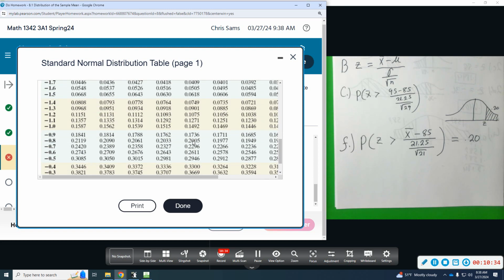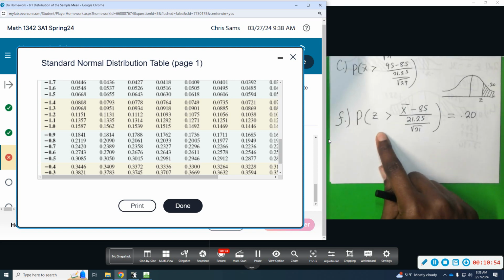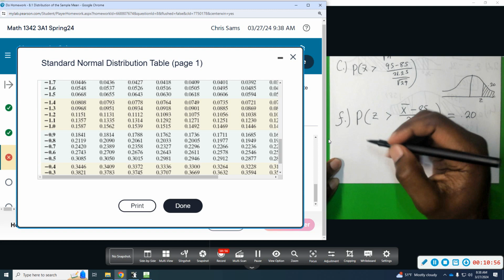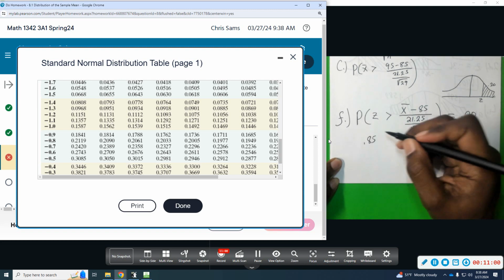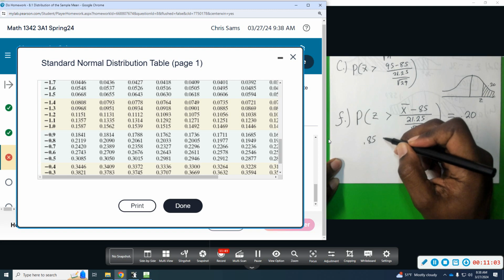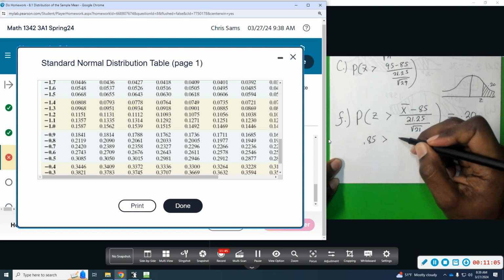Okay, so 0.20 happens between these two. This number is closer. It's 5 above. This one is about 23 points below. So this is negative 0.8, and then 1, 2, 3, 4, 5. So 0.85 is what we're looking at. We have our z value, and we're only focused on this inside part. So z is 0.85, and I'll leave it as greater than.